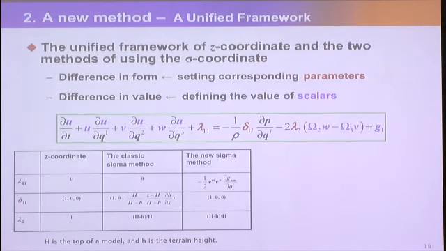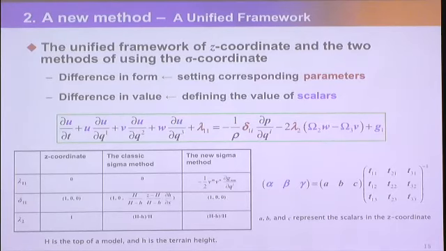So we combine them together. And for the scalar component values, like u, v, w, omega, and the gravity wave, we introduce a transformation matrix, and also evaluate the transformation matrix like this in different coordinates. So we can transform the scalar component from one coordinate to the other. Then we get the unified framework of the three coordinates.